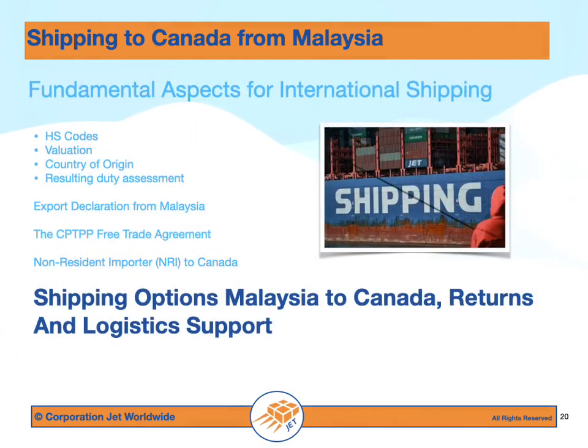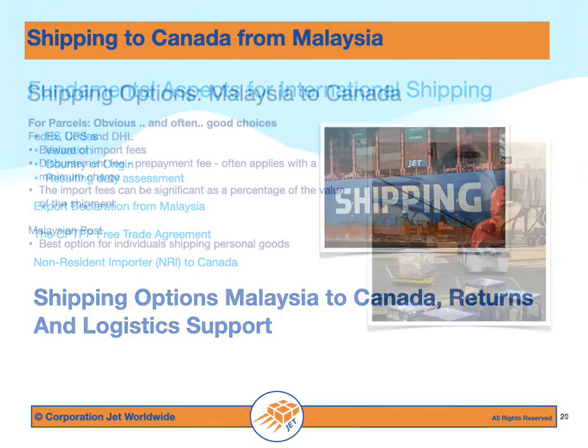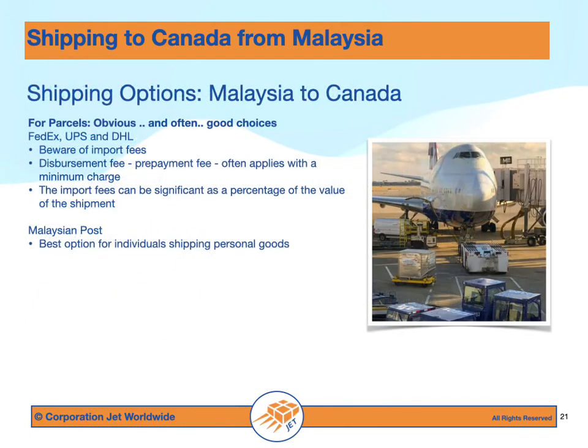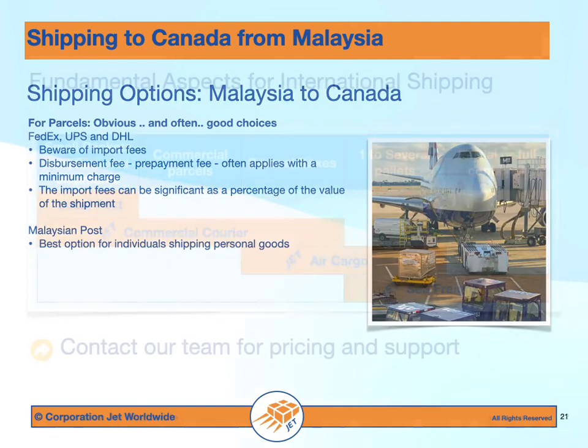Shipping options: Malaysia to Canada and North America, returns and reverse logistics. The international parcel shipping options from Malaysia include the obvious choices of name brand couriers: FedEx, UPS, DHL, and the local post. In general, the Malaysian post services are best for individuals shipping personal packages. Contact our team for rates on international shipping for commercial packages and cargo.